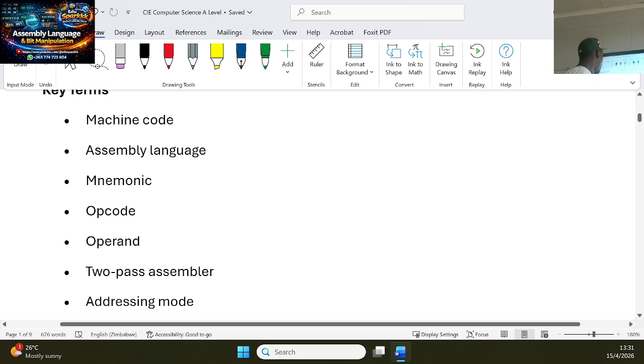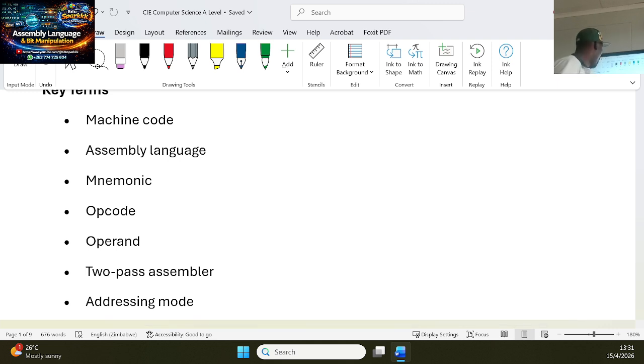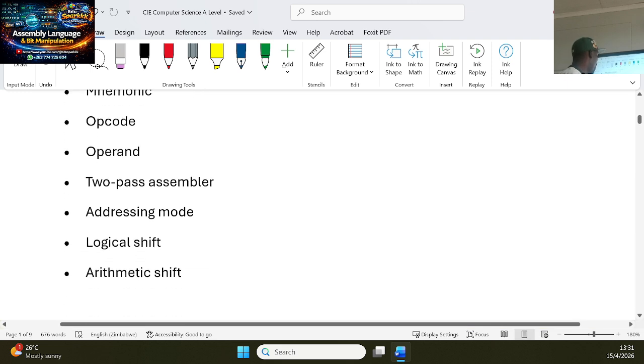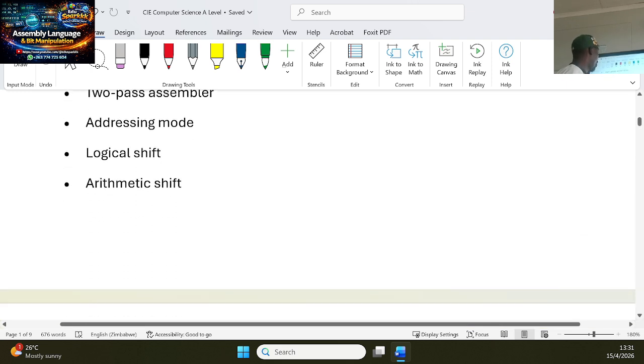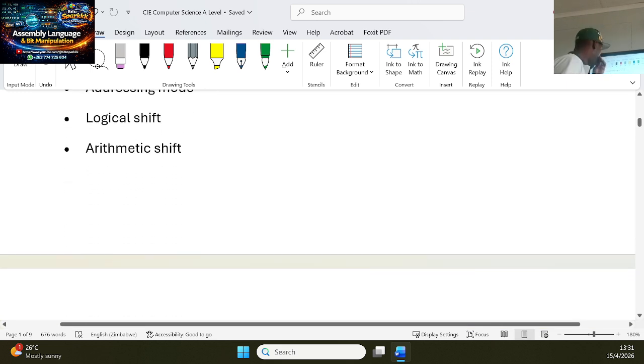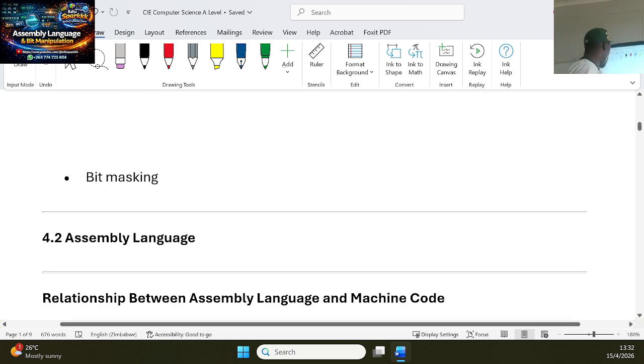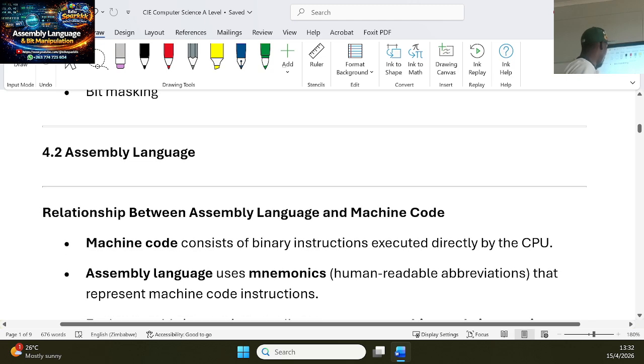So the terms that we're going to find interesting in this discussion are terms such as machine code, assembly language, mnemonic, opcode, operand, two-pass assembler, addressing mode, logical shift, arithmetic shift. All those things are going to be dealt with in detail. We also have bit masking.